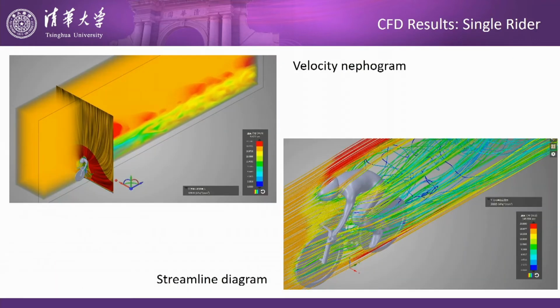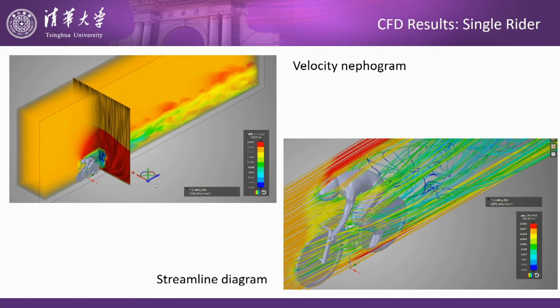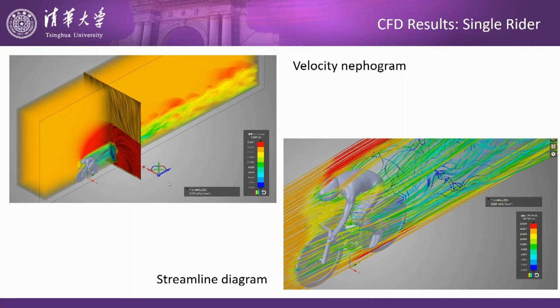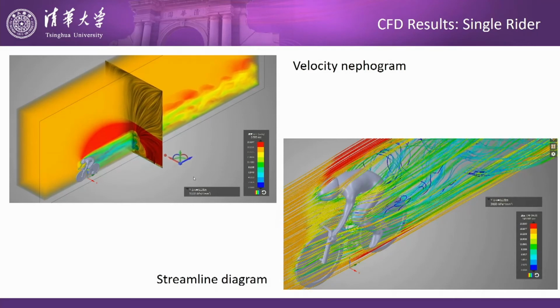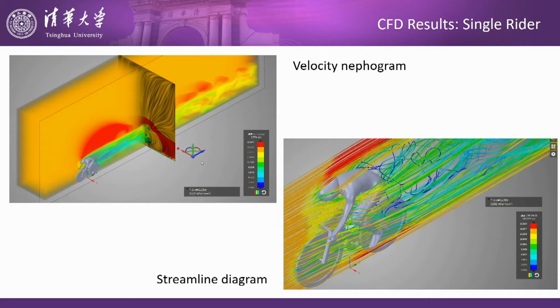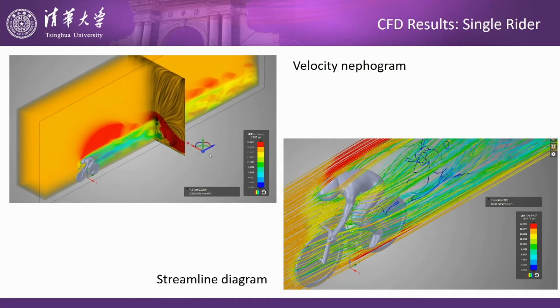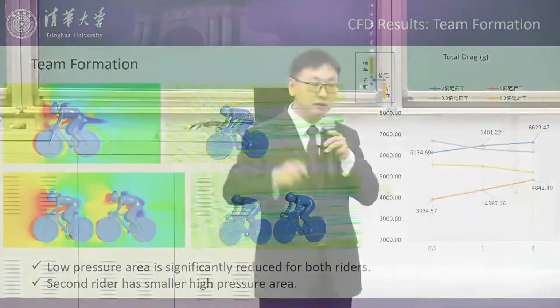Here is the velocity nephogram, and the other one is the streamline diagram. We can check the pressure, we can check the speed, we can check how the wind goes through the body. Based on this, we defined the system to describe the gesture. The first one, head angle. When head up, it's positive.